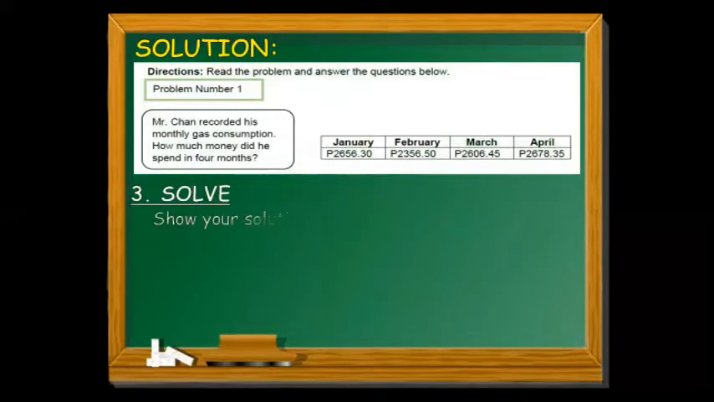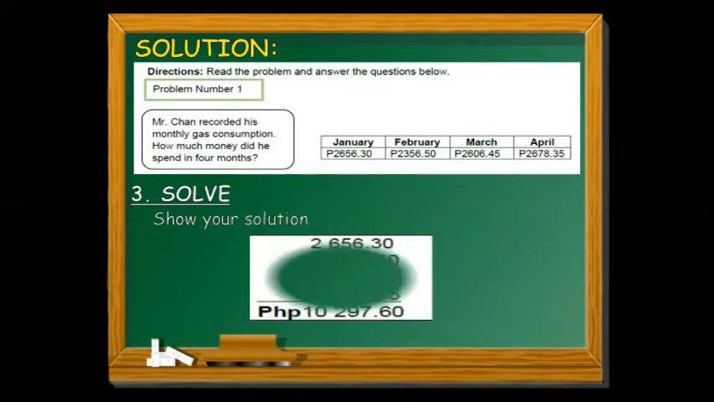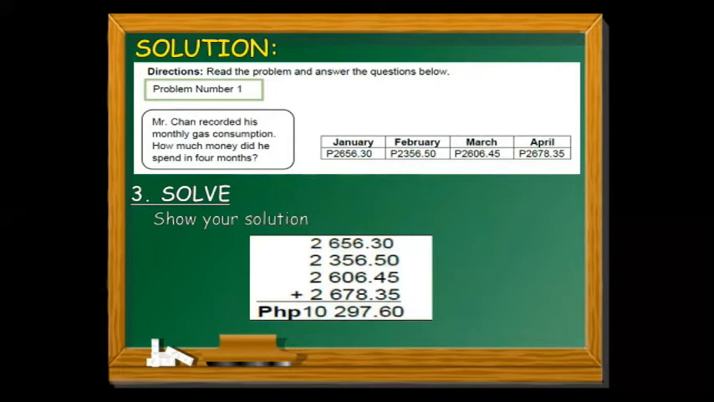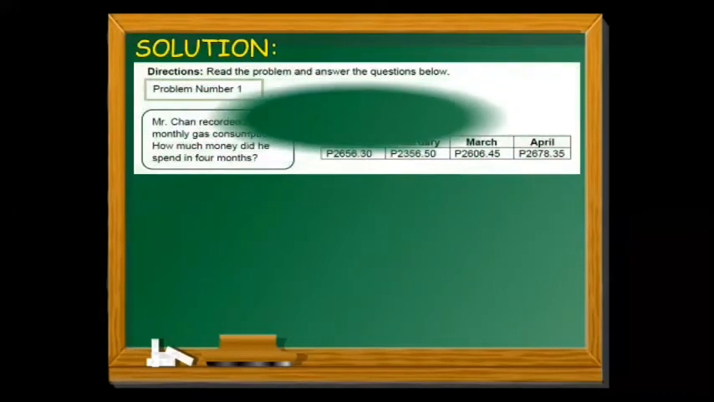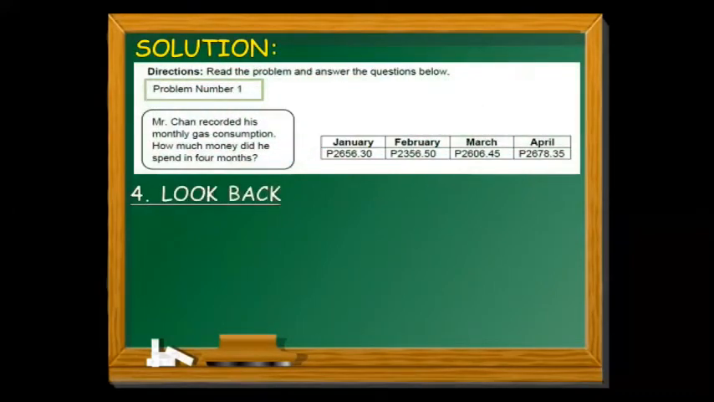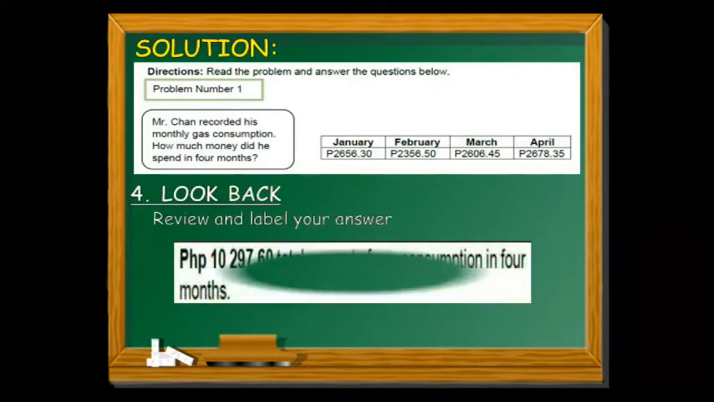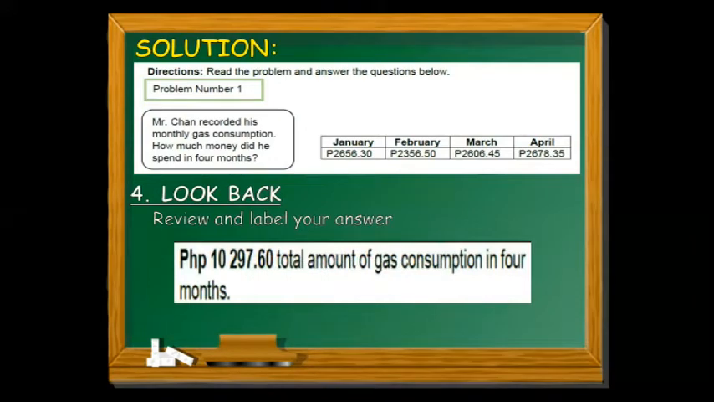So para ma-solve natin siya, we will just arrange the numbers, we will add, and the answer will become 10,297 and 60 cents. So yun yung total niya. And the last step, pag nakuha mo na yung answer, we will just look back, you will just review and label your answer. So the answer is 10,297 and 60 cents total amount of gas consumption in 4 months.